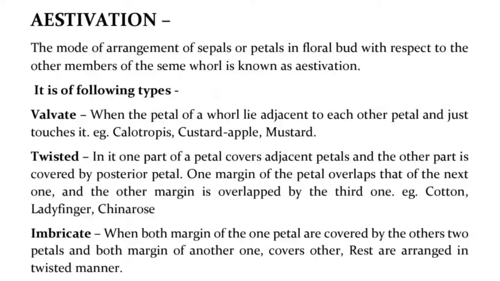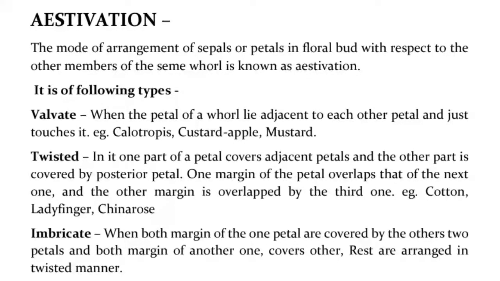Twisted: in it one part of a petal covers the adjacent petal and the other part is covered by the posterior petal. One margin of the petal overlaps that of the next one, and the other margin is overlapped by the third one, e.g. cotton, ladyfinger, China rose.